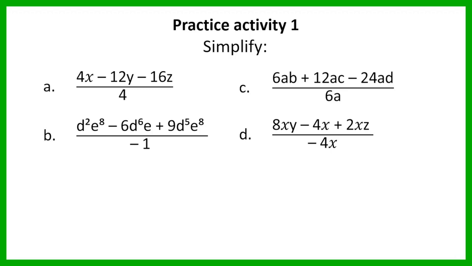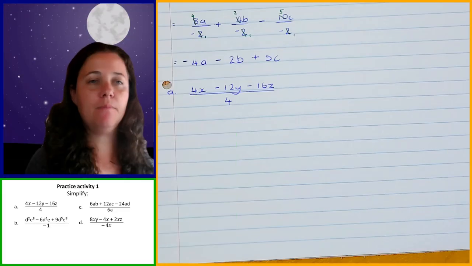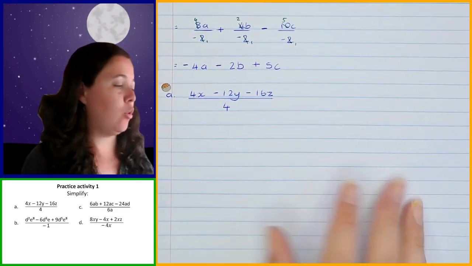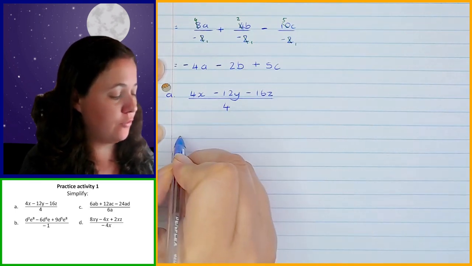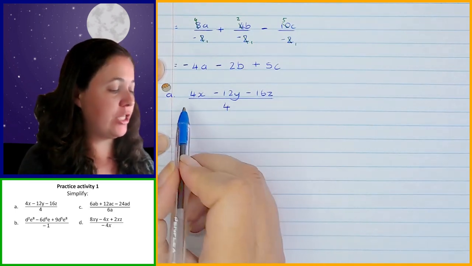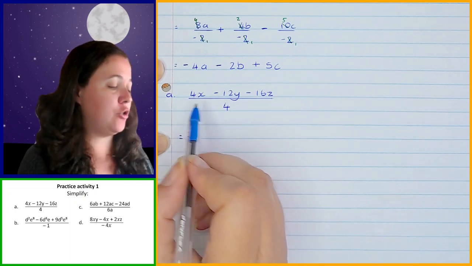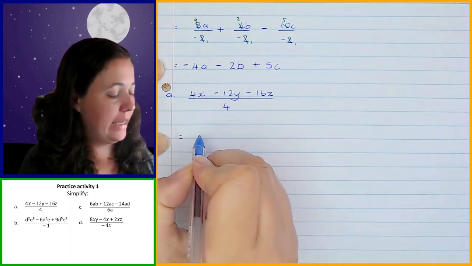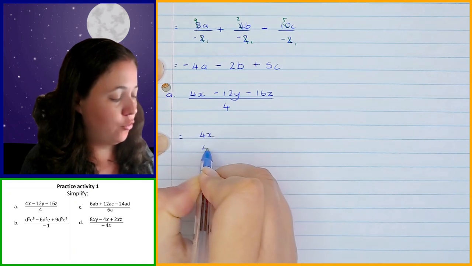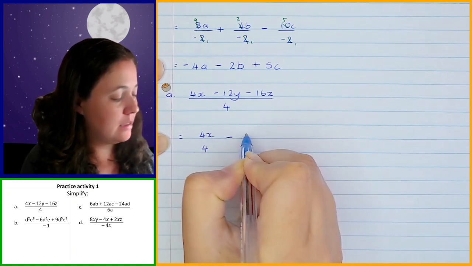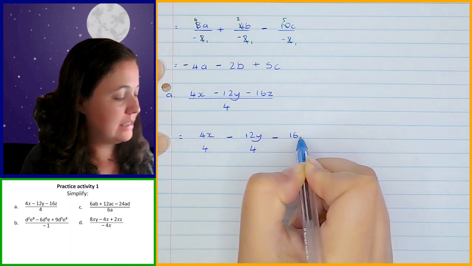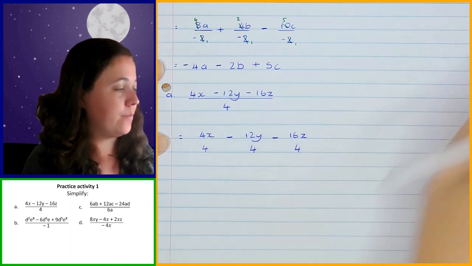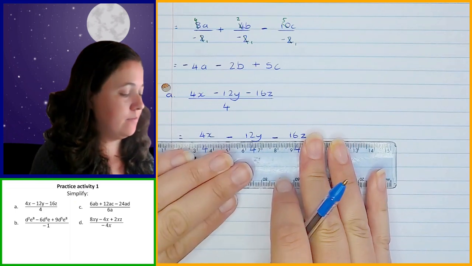Okay, so let's see how those examples went. The first one we had was 4x minus 12y minus 16z all over 4. So the first thing we're going to do is split up our fraction into three parts. So I've got 4x over 4 minus 12y over 4 minus 16z over 4. And all of those are fractions.